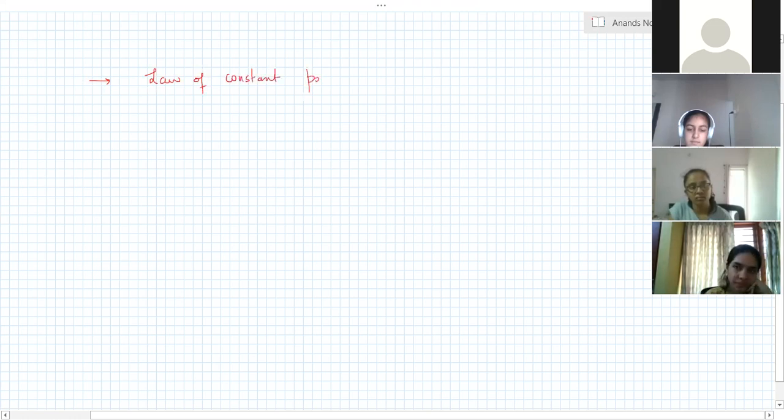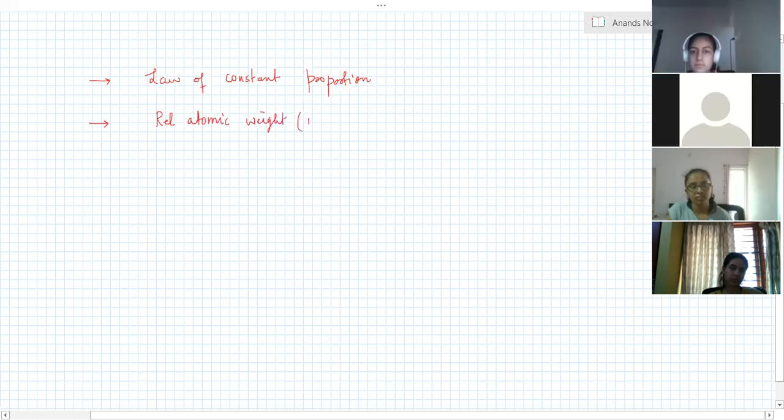Some of you may know it, or you may have been taught in school, or you may know a little bit here and there. Doesn't matter. But we have to do law of constant proportion. Then we have to understand more about relative atomic mass. They used to call it weight, but actually weight is not a right term. Relative atomic mass, okay, and relative molecular mass.